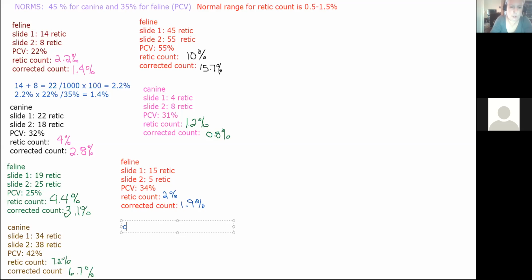Let's do a dog. Canine. Slide 1, 17 retics. Slide 2, 38 retics. PCV 30. Oops. That should be 30. Sorry. 30%. What happened? Oh, no. Pretend that says percent.